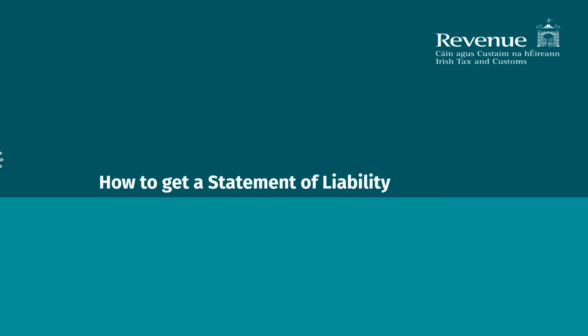This video provides a step-by-step guide to help you obtain a statement of liability. Your statement of liability will show your final tax and USC position for the year. You can obtain a statement of liability for any one or all of the previous 4 years by completing an income tax return.